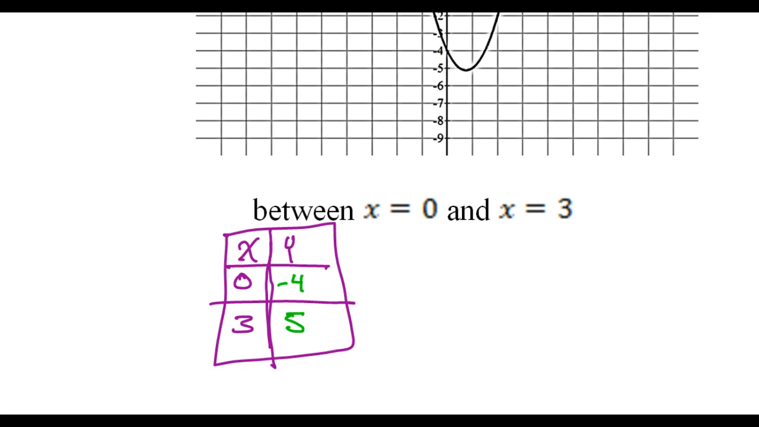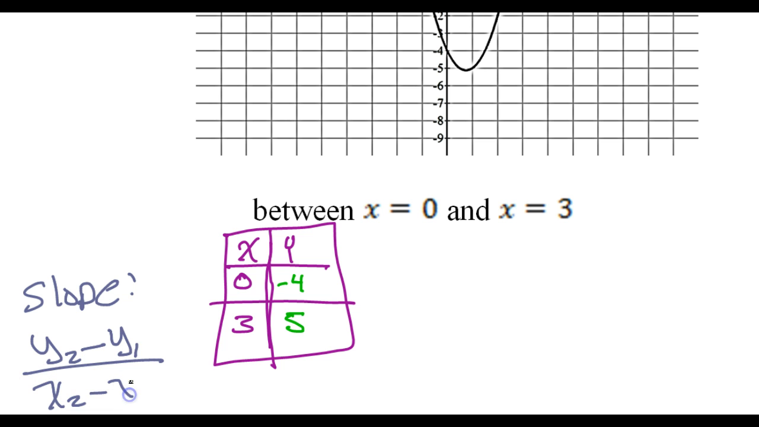So just like we did before, we're going to do our slope as y minus y over x minus x. So the rate of change is going to be y minus y. So again, that's going to be 5 minus, and then we have -4. So it's sort of that double negative. 5 minus -4. Don't just put 5 minus 4. It's got to be 5 minus -4. And then 3 minus 0 is pretty simple.